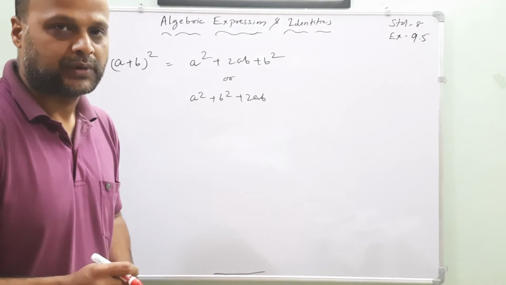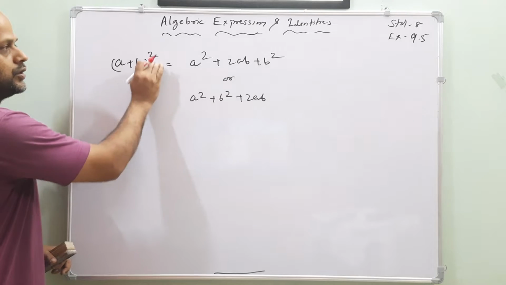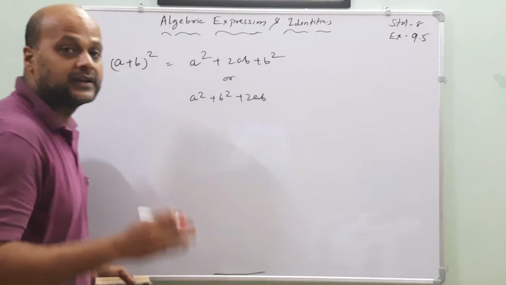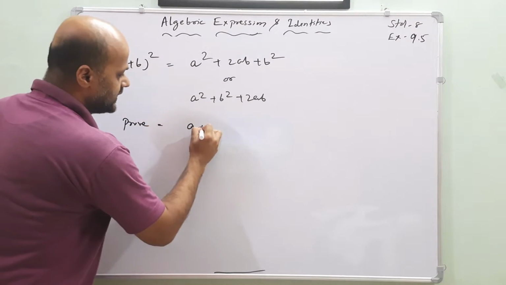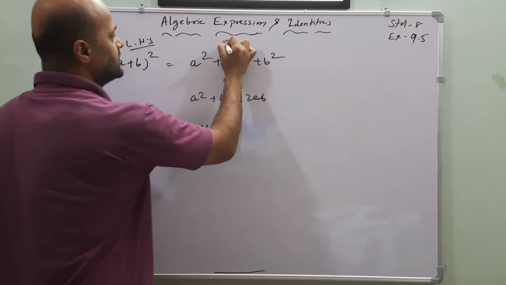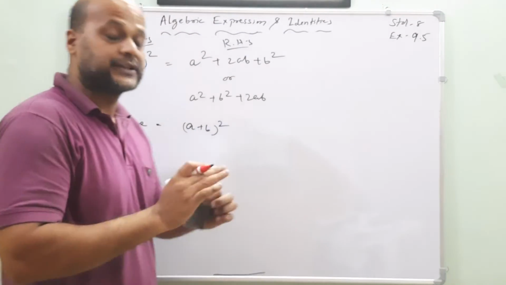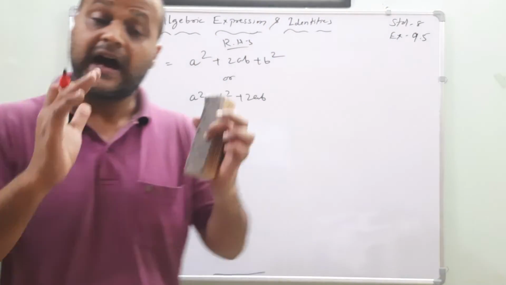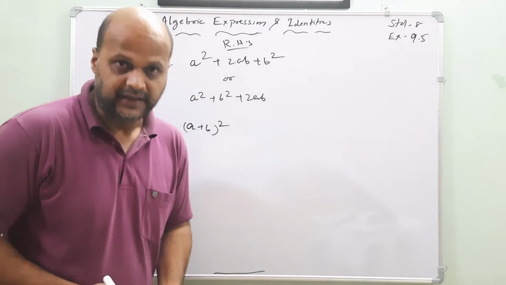Okay, let's discuss one by one. Whenever I pronounce this, (a plus b) whole square is equal to a square plus 2ab plus b square, let's prove it. How should we prove this identity? Let's take (a plus b) whole square as the left hand side, and this as the right hand side. If I expand the left hand side and the result comes equal to the right hand side, then I will say that this is an identity. Okay, let's see.